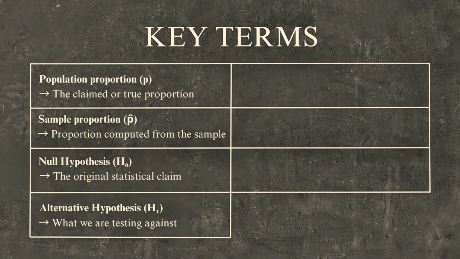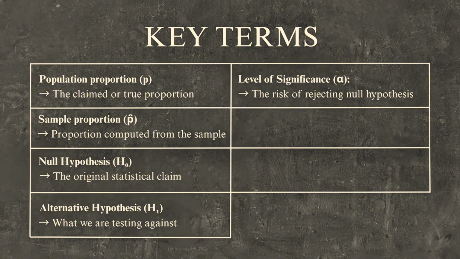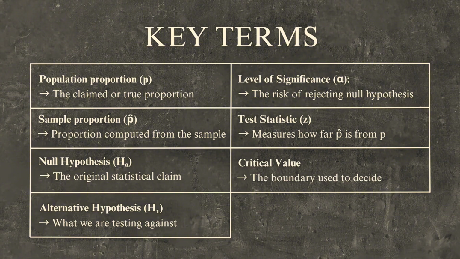Next, level of significance. The level of significance is the risk of rejecting the null hypothesis even if it is true. Test statistic or our Z. The Z statistic measures how far the sample proportion is from the population proportion. Critical value. The critical value is the boundary used to decide whether we reject the null hypothesis or we do not reject it.